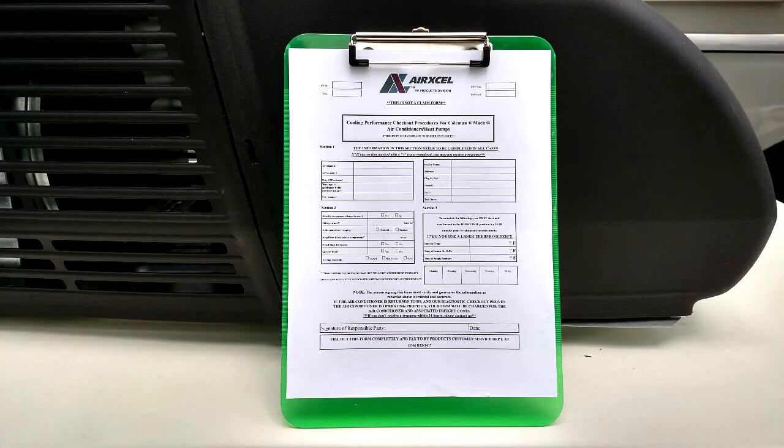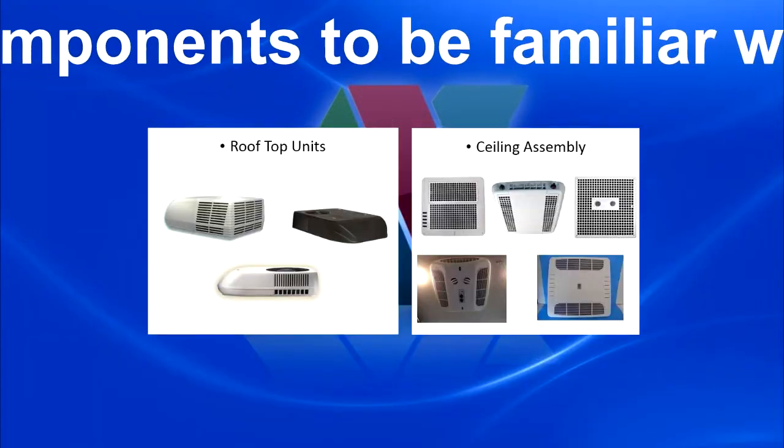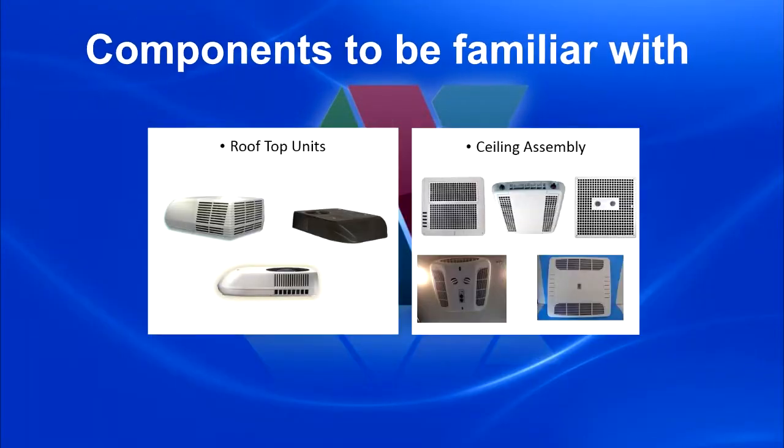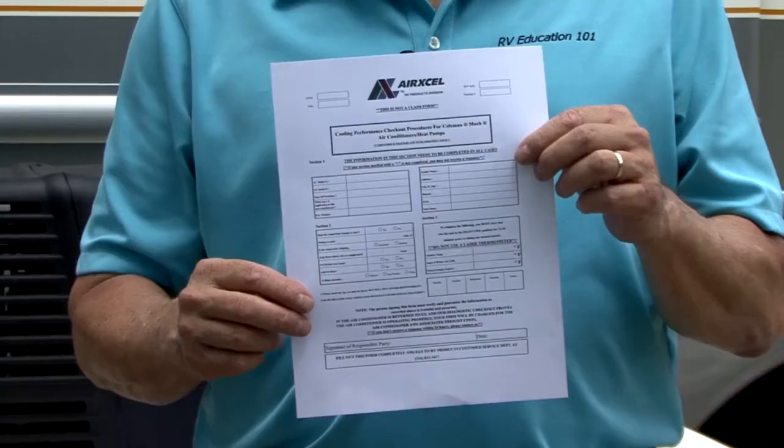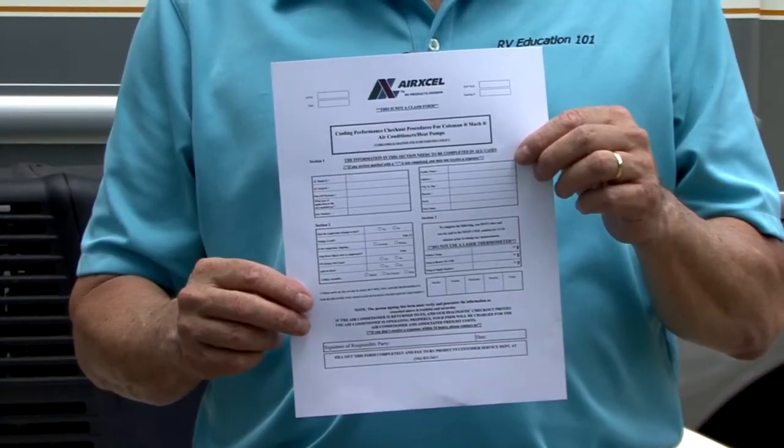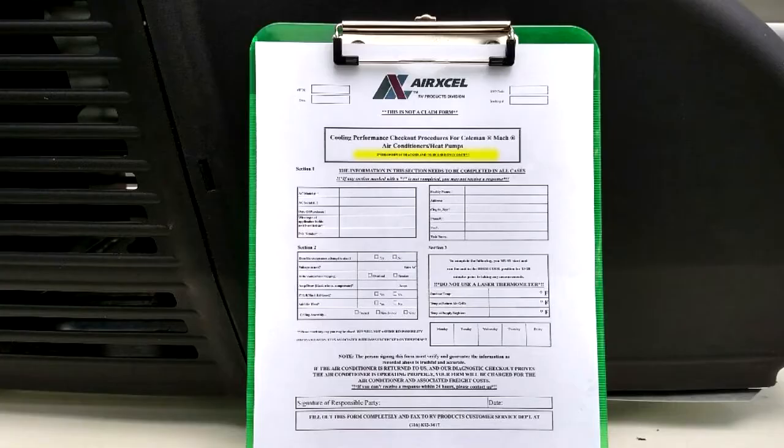In this video, we're going to evaluate a Coleman-Mach rooftop air conditioner and complete an RV Products cooling performance worksheet for warranty. Let's get started. You need to be familiar with these rooftop air conditioners and air conditioner sealing assemblies. Each form is tracked and can only be used one time. You need to contact RV Products for a new form for each case.